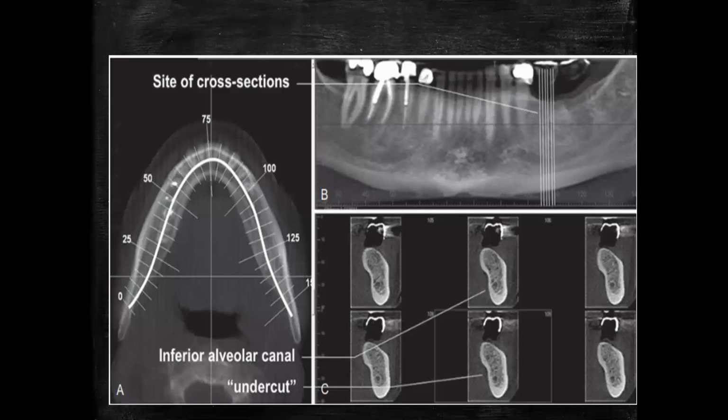Second is the slice thickness. Now the slice thickness is the thickness of that particular slice.